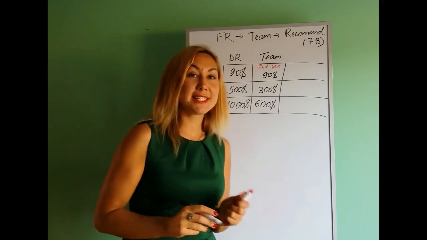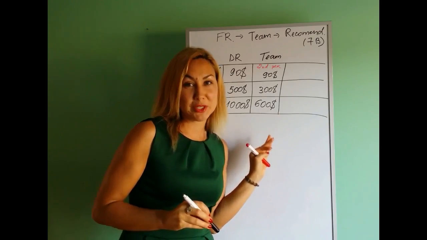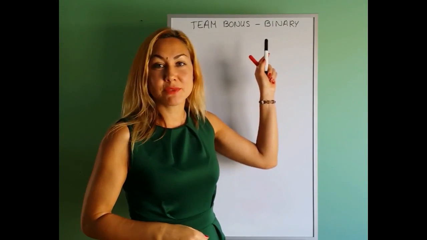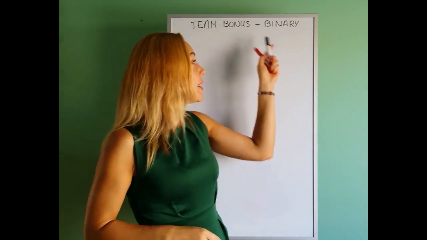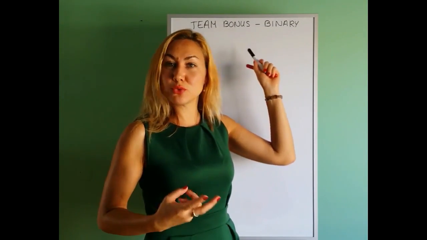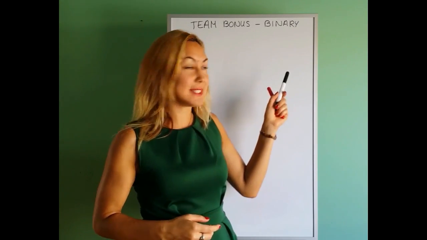Okay, and now let's take a closer look at how this team bonus actually works. Here we're using a binary system that was considered one of the most effective marketing systems according to Forbes. Binary comes from the word bi, which means 2. So it means that here you will have 2 teams, the left team and the right team.